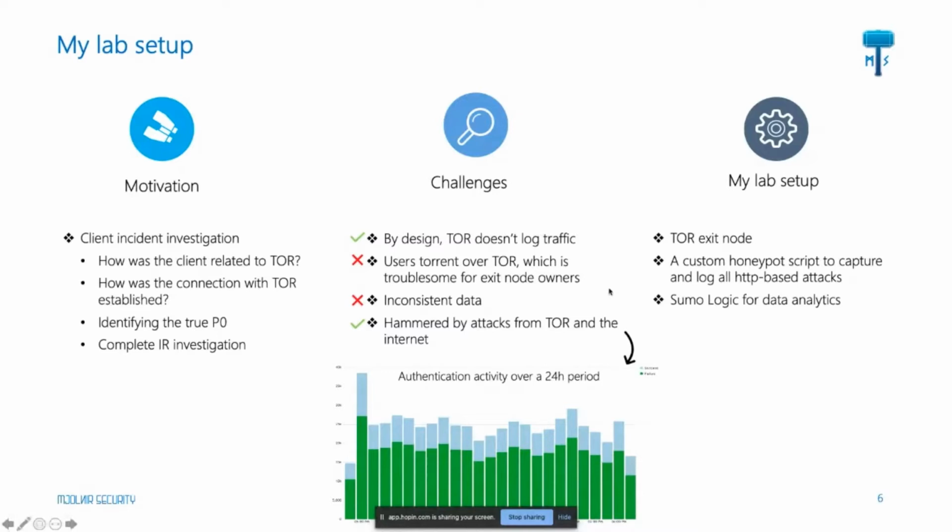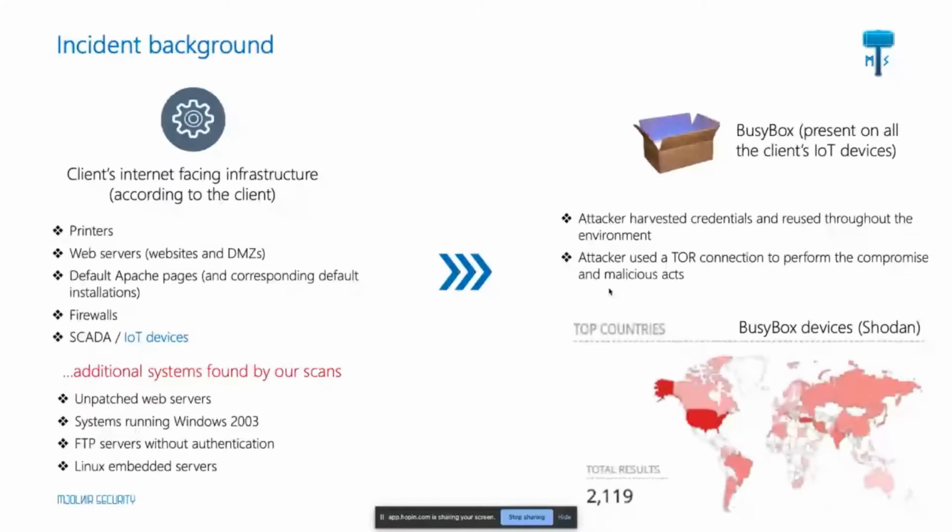They had default Apache pages and the corresponding default solutions, including the README files, which were supposed to be deleted about a decade and a half ago, but they're still there. Firewalls, SCADA, and IoT devices. Now, when we did our scan with their public IPs, domains, and everything else out there, we found more things, specifically unpatched web servers, systems running Windows 2003, FTP servers without authentication, and embedded Linux servers, specifically BusyBox.